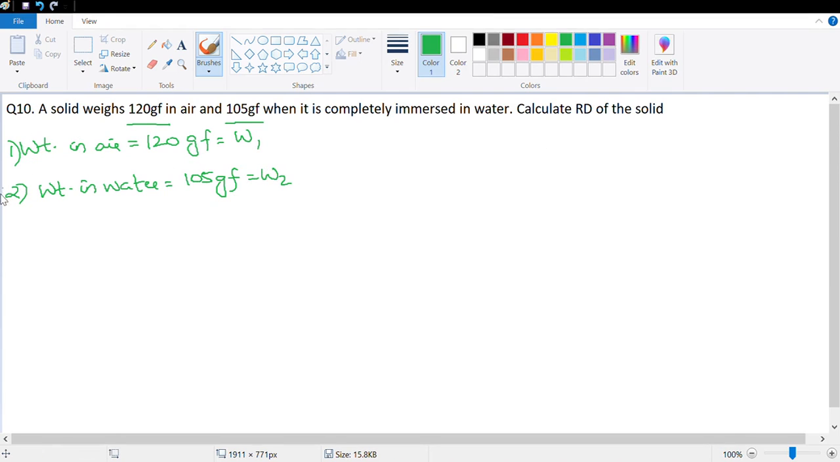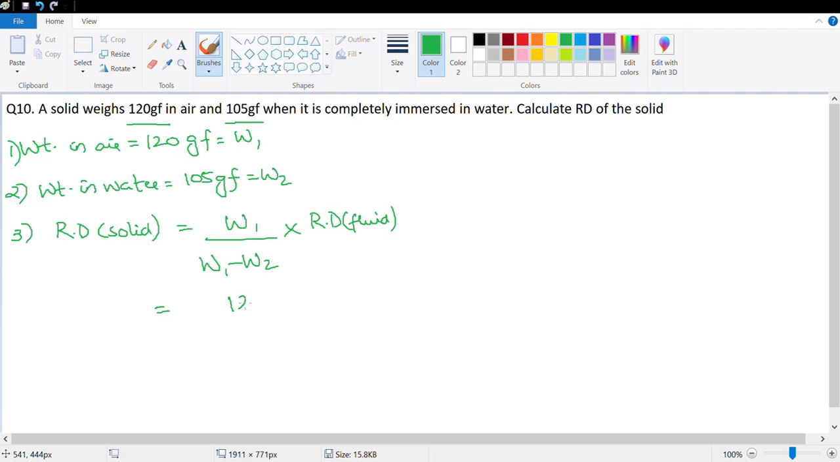We know relative density of solid would be equal to W1, which is weight in air, upon W1 minus W2, which means weight in air minus weight in fluid, multiplied with relative density of fluid. In this case, let's substitute values. This is 120 upon 120 minus 105 multiplied with 1. This is equal to 120 upon, that's 15. Therefore, relative density of solid is equal to 8. 120 divided by 15, that's 8.